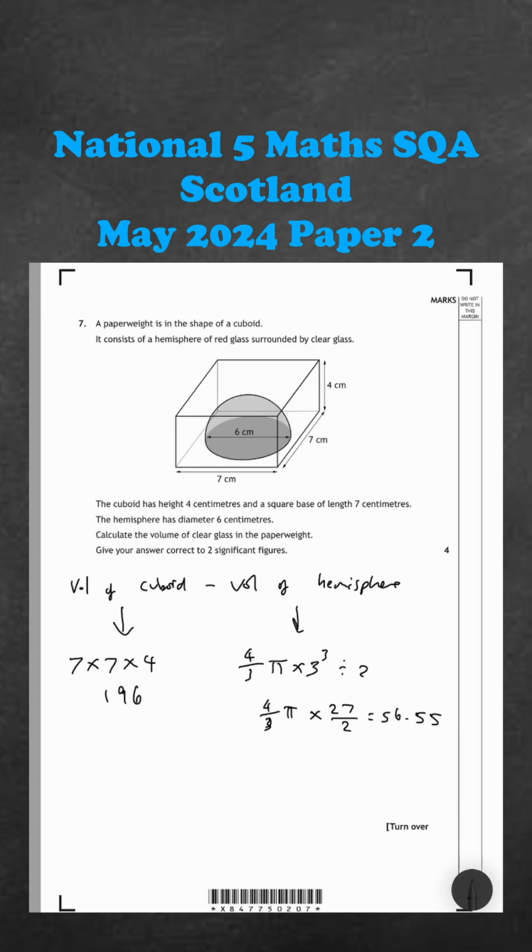56.55. Therefore, our answer is going to be 196 minus 56.55. 196 minus that, we get 139.45. However, they want us to give our answer to 2 significant figures. So remember to read the full question. The answer is 140 centimeters cubed.